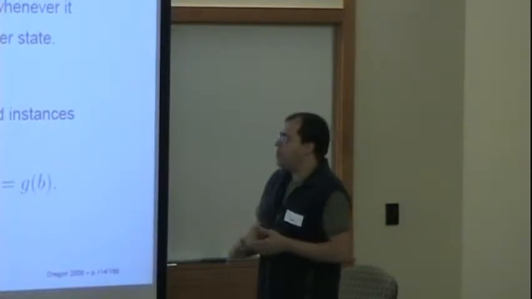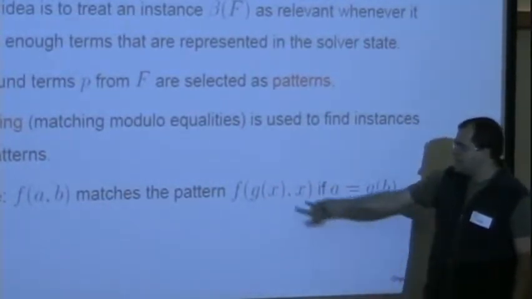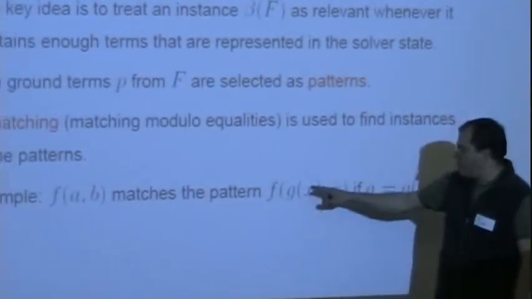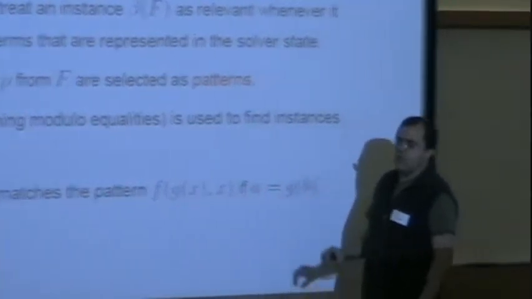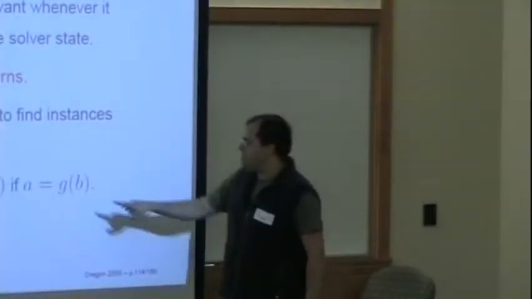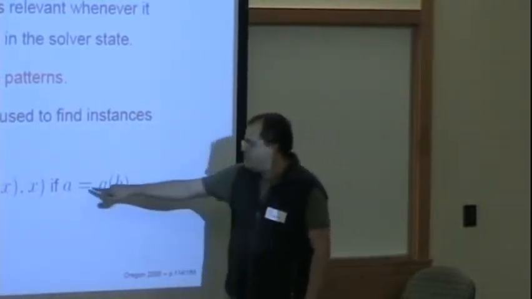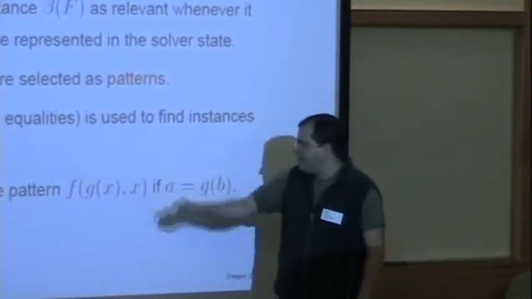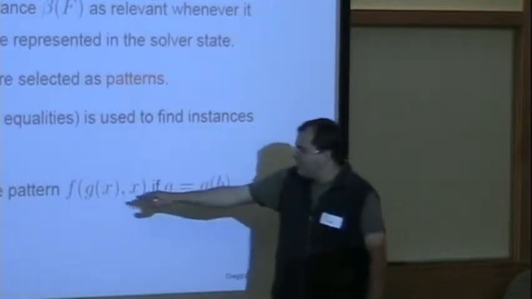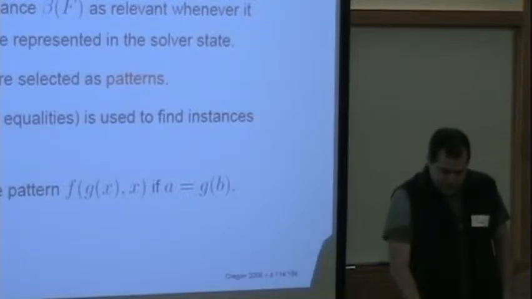It's more powerful. For instance, we have here an example. Suppose that you have this pattern, f of g of x, comma x. This doesn't match f of a, b. There's no substitution for x that's going to make these two terms equal. But suppose that we have this equality, a equals g of b. Now, assuming this equality, I can say that x is b. We have f of g of b, b. Since g of b equals a, you have f of a, b. In this way, they match now. That's the whole idea of matching.